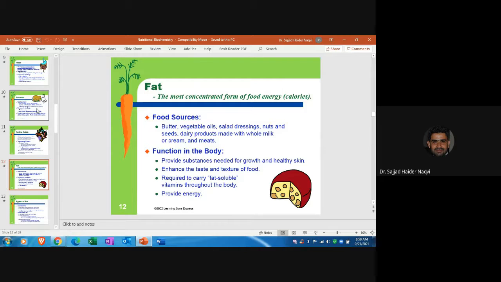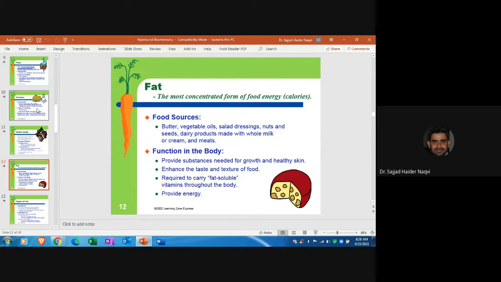The sources of the fat include butter, all categories of oils, salad dressing, nuts and seeds, dairy products, and meats as well. They, as I said, do have a lot of functions in the body. Like they provide substances required for growth and healthy skin, enhance the taste and texture of the food. Like, you might have seen that non-oily food generally doesn't taste good, and that's how the oil and the fats give the food a good texture and enhance the taste.